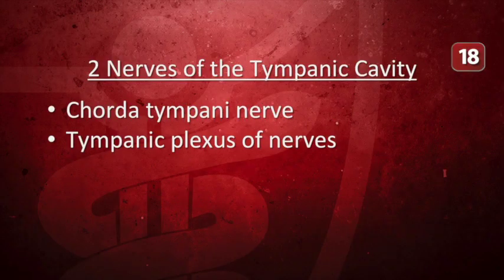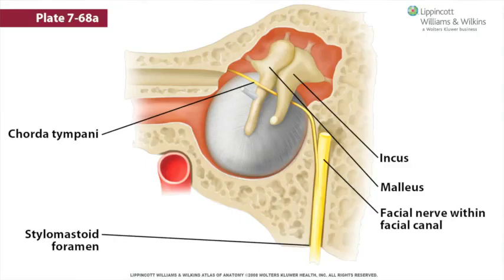Also within the tympanic cavity are found the chorda tympani nerve and the tympanic plexus of nerves. As the facial nerve approaches the stylomastoid foramen while passing through the descending portion of the facial canal in the posterior wall of the tympanic cavity, it gives off the chorda tympani nerve, which travels superiorly and anteriorly through the posterior canaliculus of the chorda tympani. This canaliculus transmits the chorda tympani into the tympanic cavity near the junction of its posterior and lateral walls.